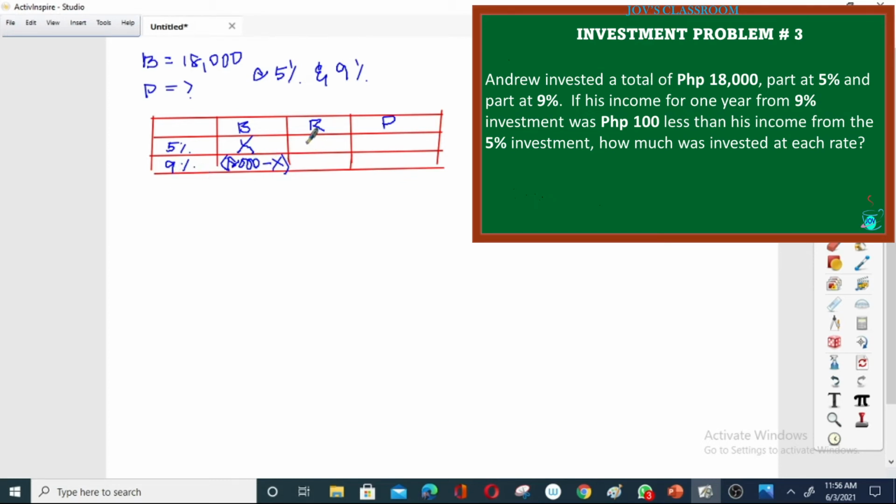So the rates here are 0.05 and 0.09. Just convert them to decimals. And then we have 0.05x, and we have 0.09 times (18,000 minus x).